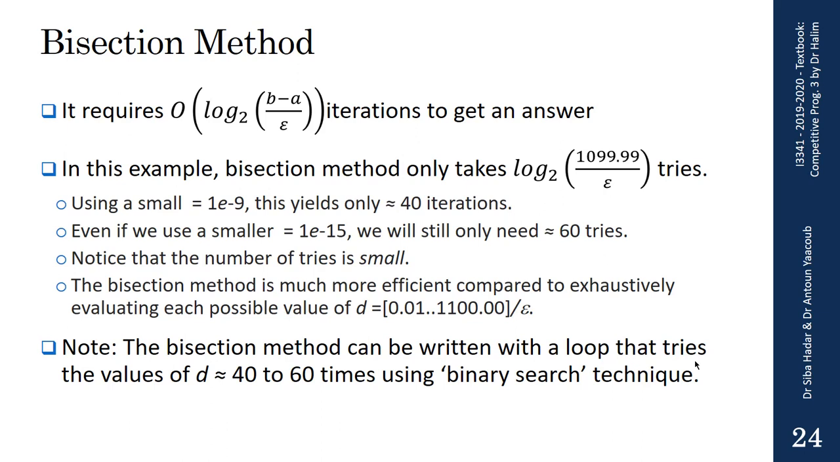In the example we have seen, this is b minus a, and if we take epsilon equal to 10 to the power minus 9, we just need 40 iterations. And if we want an even smaller epsilon, we just need 60 iterations. So this is a very small number compared to the number of possibilities if you want to try it by hand. The bisection method can be written like a binary search function. So let's see it.